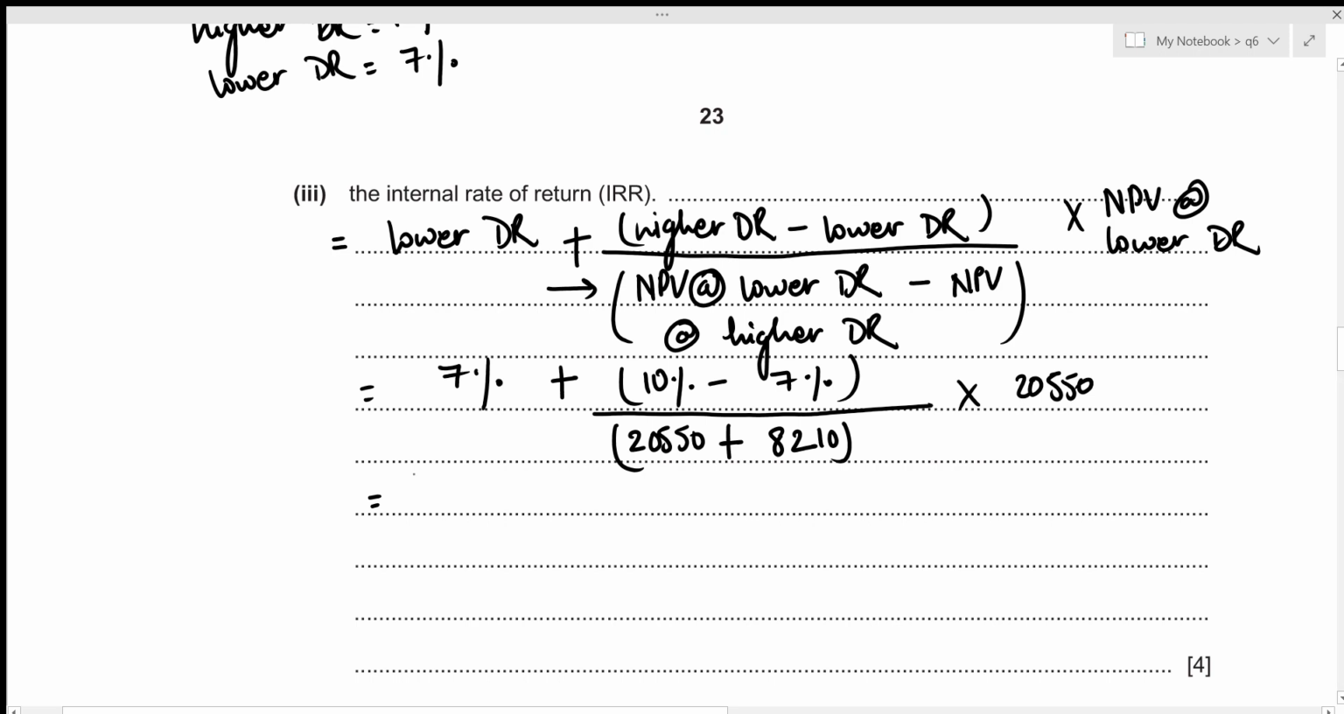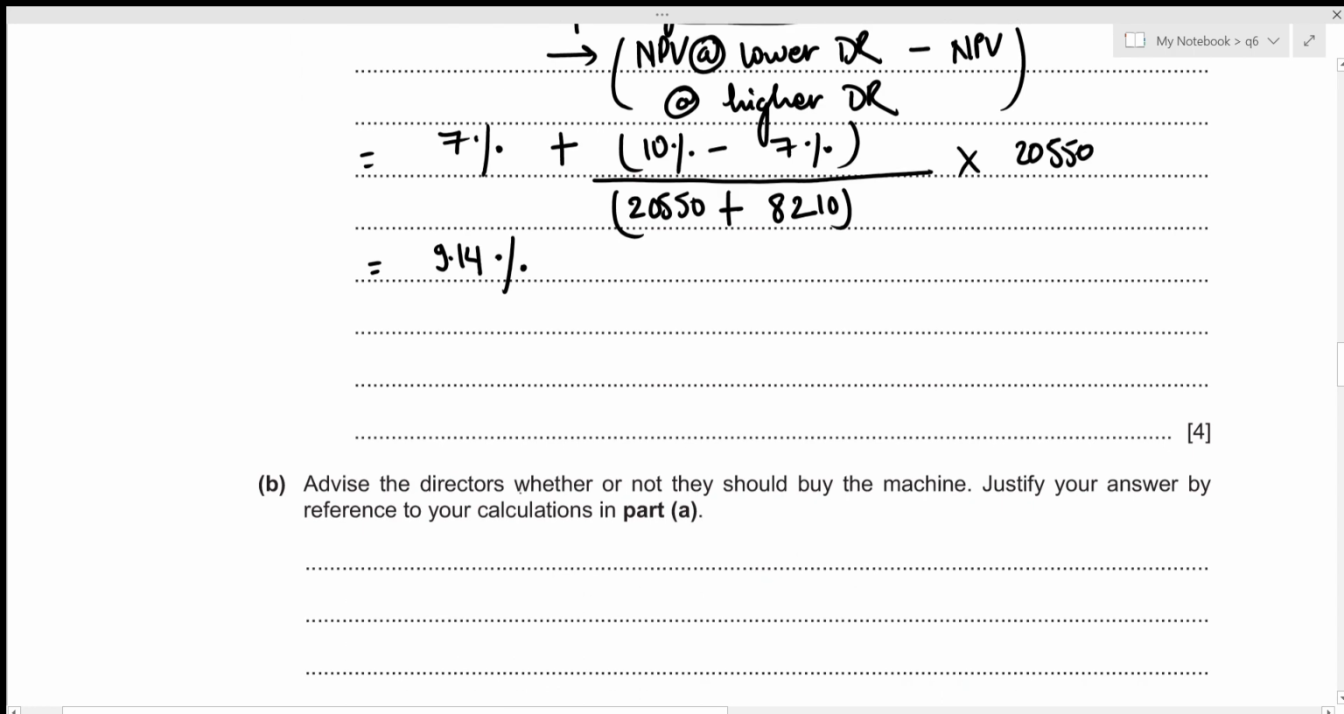Now this gives our internal rate of return to be 7 plus 10 minus 7 divided by 20,550 plus 8,210 times 20,550, which results in the value of 9.14. And this should be in a percentage. Okay, now this concludes the first part of this question. We can now move towards the second one.